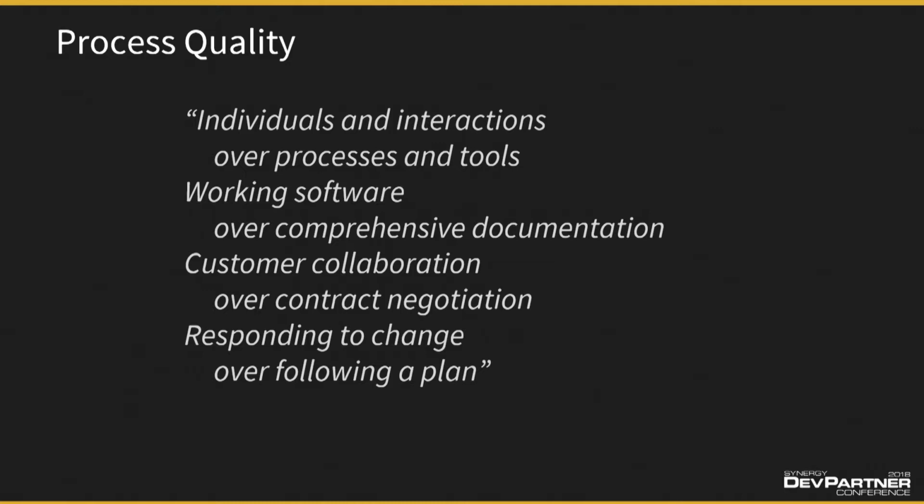Individuals and interaction over processes and tools. Working software over comprehensive documentation. Customer collaboration over contract negotiation. Responding to change over following a plan. Does this sound familiar? This is the Agile Manifesto. So how do I get started improving my processes? How do I ensure high structural and functional quality in my software? By moving forward and integrating modern, agile testing practices into my development process.